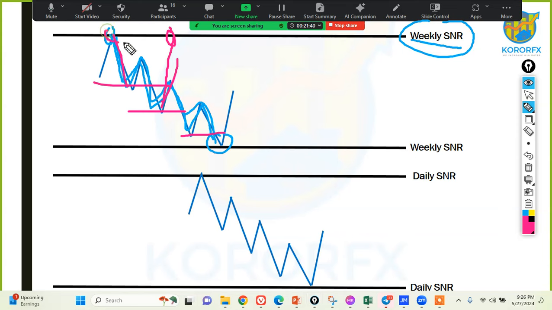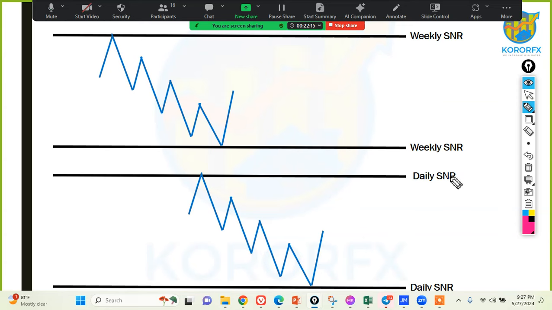If the storyline starts from weekly, it will end on weekly. If it starts from daily SNR, it will end at another daily level. But 4 hour levels or 1 hour levels cannot reject this storyline. If it starts from the daily, it will move until price reaches another daily level and rejects that, then it will end. But 4 hour or 1 hour or 30-minute levels cannot reject this storyline.